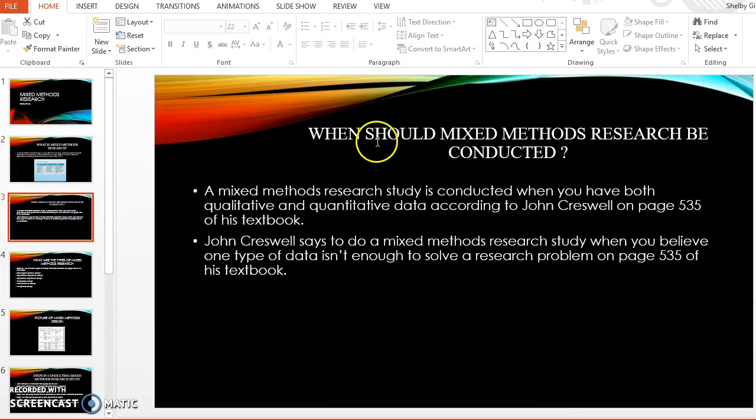Okay, so moving right along. When should mixed methods research be conducted? Well, John Creswell says a mixed method research study is conducted when you have both qualitative and quantitative data, on page 535 of this book. John Creswell says to do a mixed methods research study when you believe that one type of data isn't enough to solve a research problem. So he's saying when you have qualitative and quantitative data, but you don't think one of those is enough, you use both of them to try to figure out your research problem.